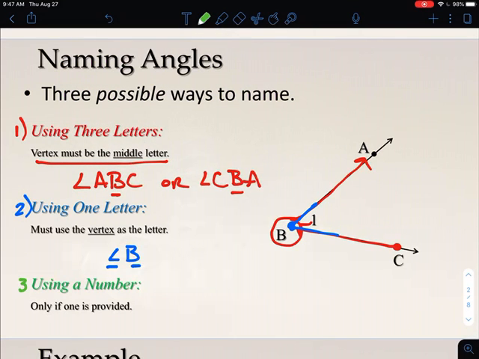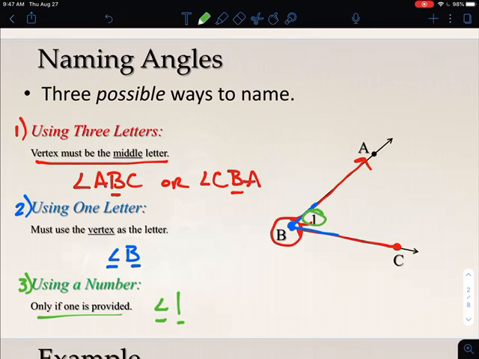My third option is using a number. This is only applicable if they provide us with a number to begin with. We can't just make up a number on our own, they have to give it to us in the problem. If we note here, in the picture, we have a 1 right there tucked in the corner. That's telling us that can be used as the name of that angle. So I can call it angle 1, remember the symbol, remember the number. That will be the same angle in the picture. So 4 different possibilities for this one angle in this picture.